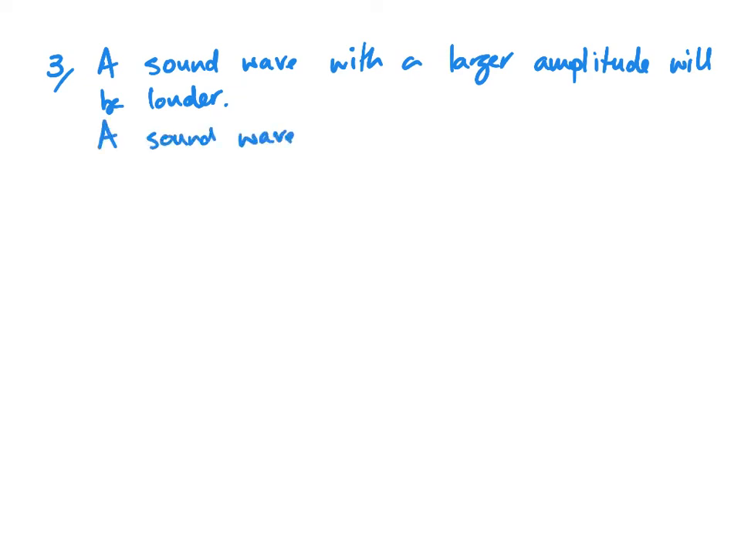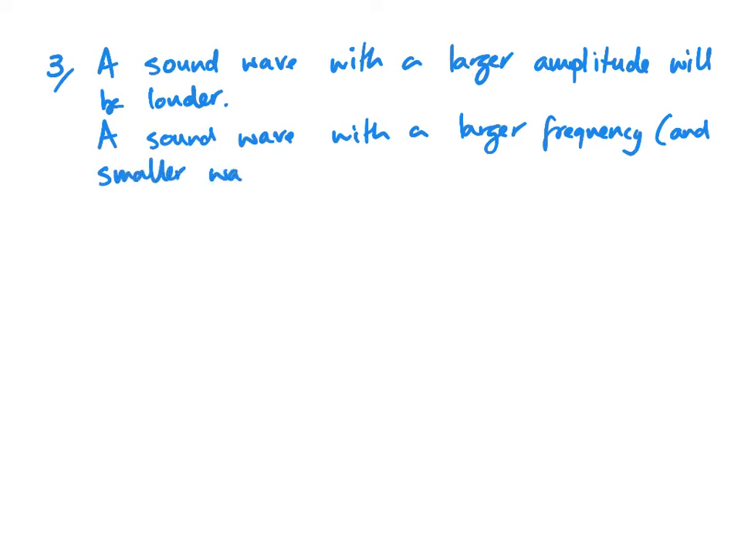A sound wave with a larger frequency and therefore smaller wavelength, but it does tend to be frequency we talk about, will be higher pitched or a higher note. Okay, so if you're playing a musical instrument, as the notes get higher, basically what you're doing is producing sound waves with a higher frequency. So that links that concept to the more everyday terms.